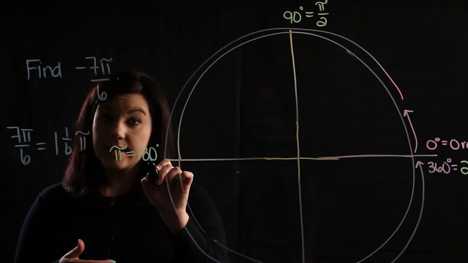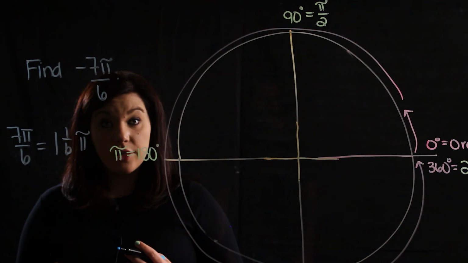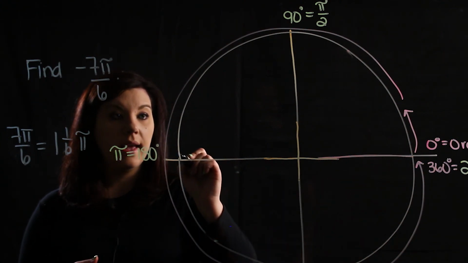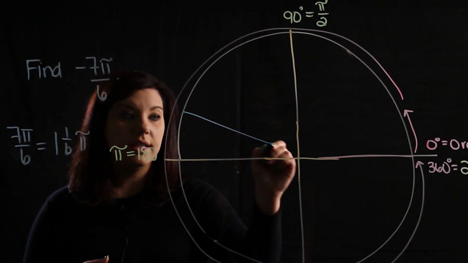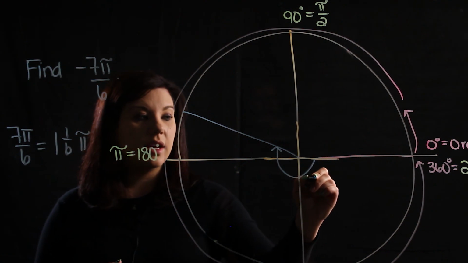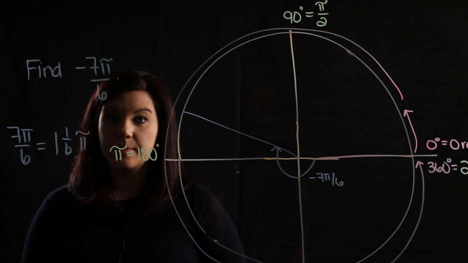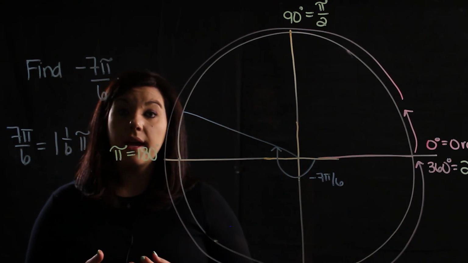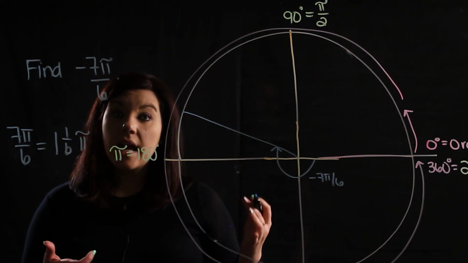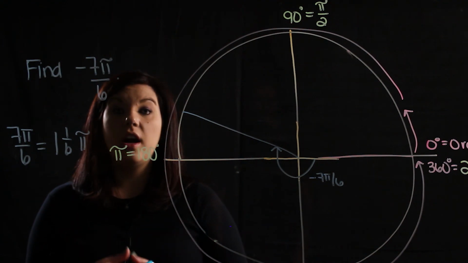Well, remember, pi is 180. So if you divide 180 by 6, you get 30 degrees. So we want to start here. We want to move a whole pi and about 30 degrees more. So from here to here, this angle is negative 7 pi over 6. So what we've done is we've combined our knowledge of fractions with our knowledge of the unit circle to help us find where different radian measured angles are on our unit circle.